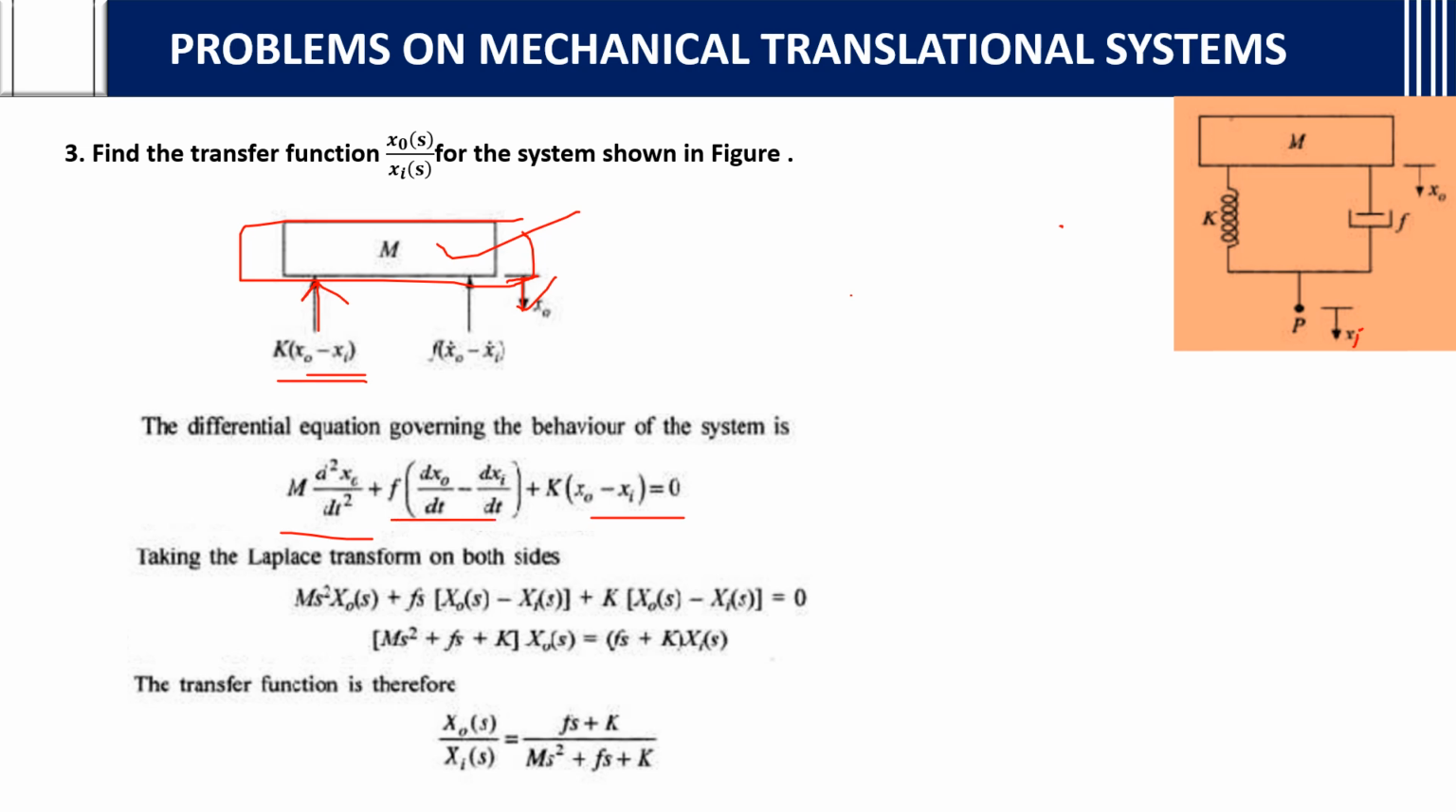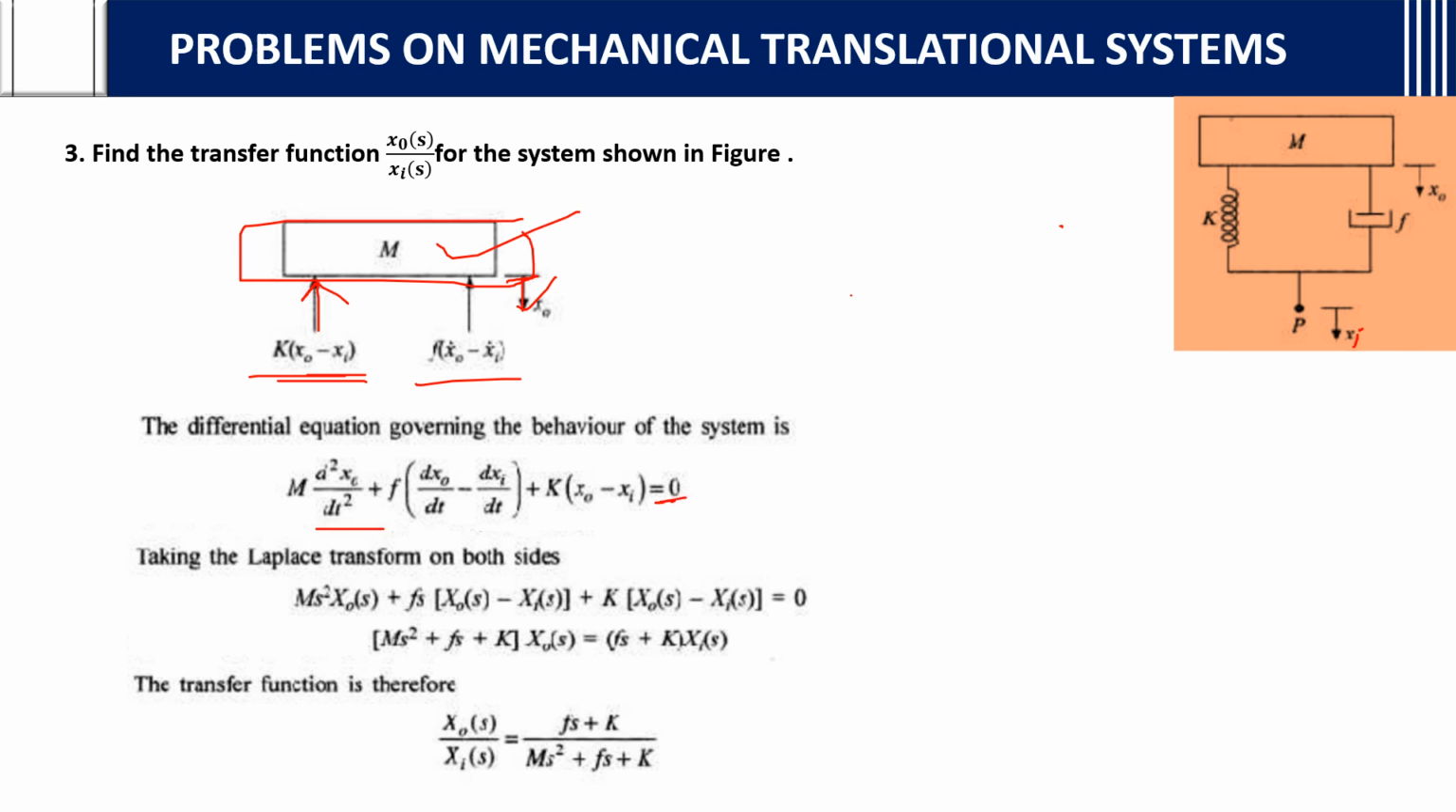f into d(x0 minus xi) by dt and k into (x0 minus xi) equals 0. Why 0? There is no force applied. They have not given any f. See, for example, if f is given here, then we need to consider it. As there is no force given, it will be 0. We will consider it as 0.